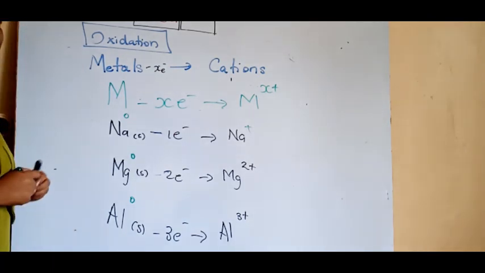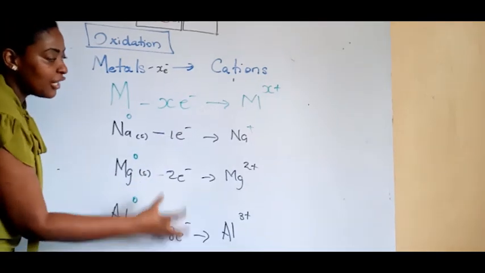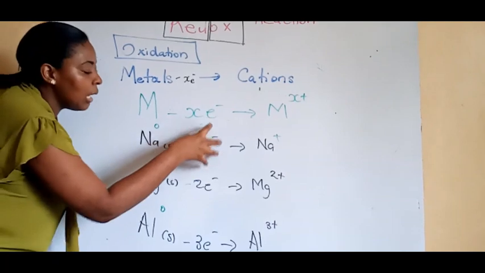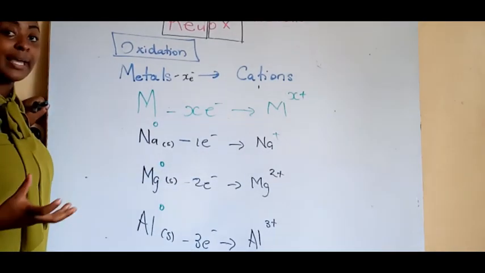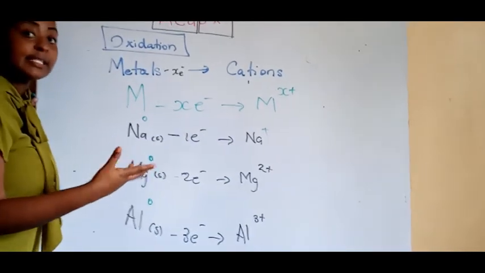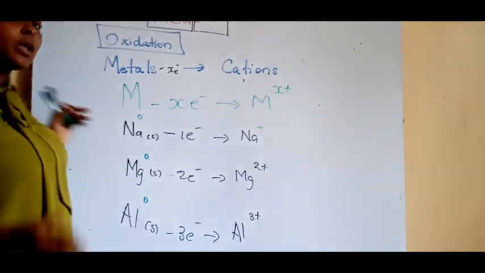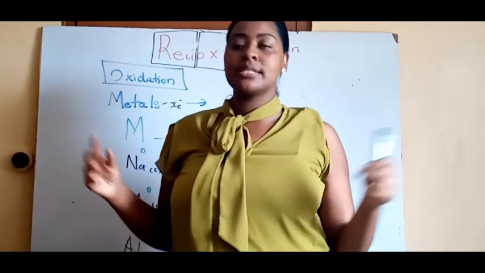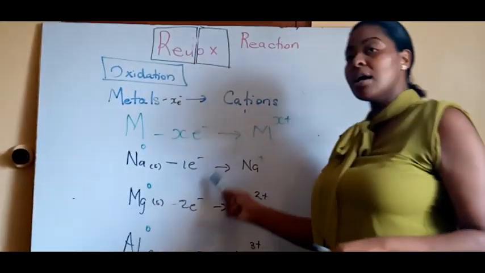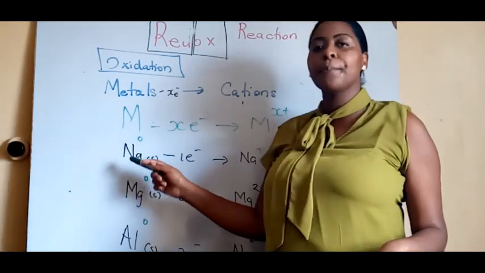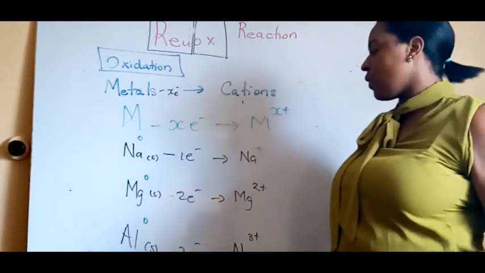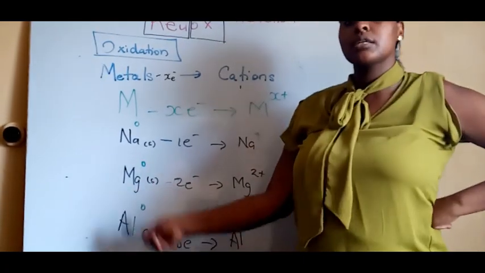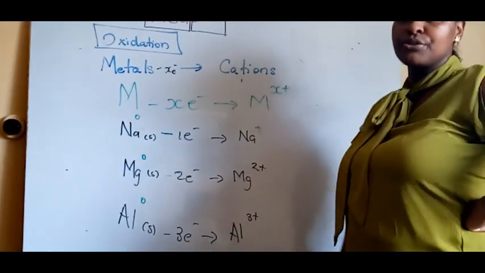Let's look at it. Every time there is an increase in the oxidation number, this is as a result of a loss of electrons. So let's go again. Oxidation is either an increase in oxidation number, or simply a loss of electrons. Sodium lost 1 electron, and so its oxidation number increased from 0 to +1. Let's look at aluminum. Aluminum lost 3 electrons, and as a result, its oxidation number increased from 0 to +3.